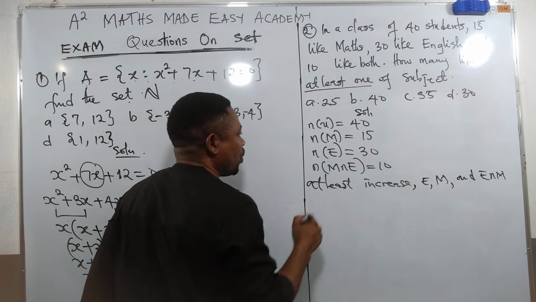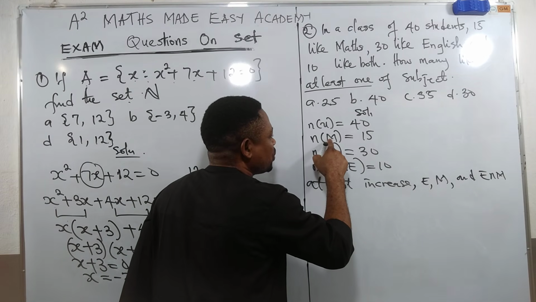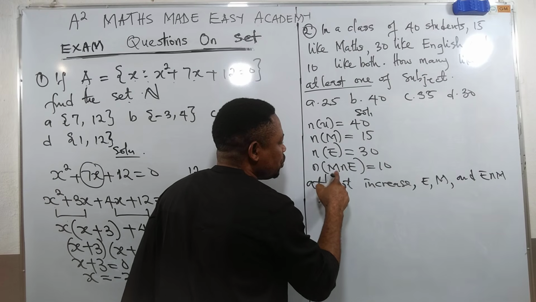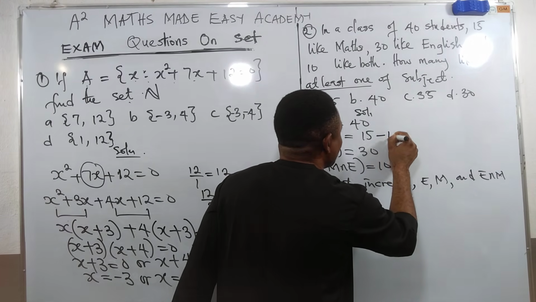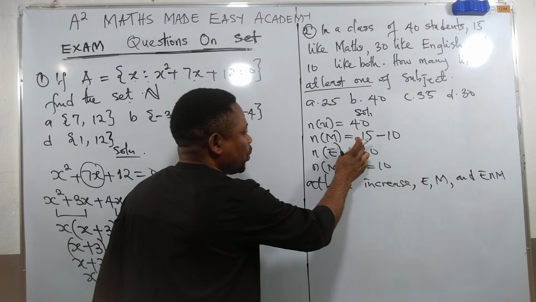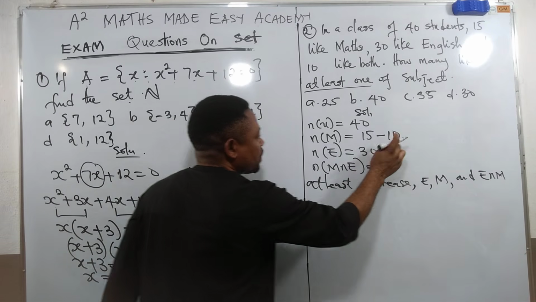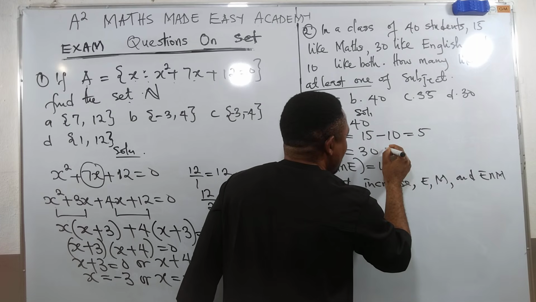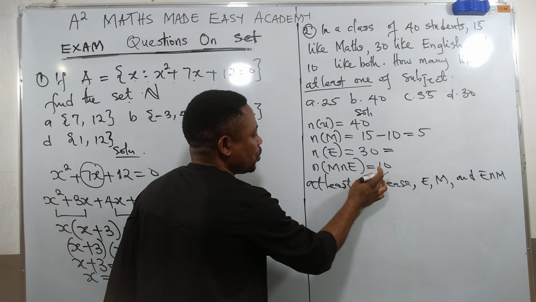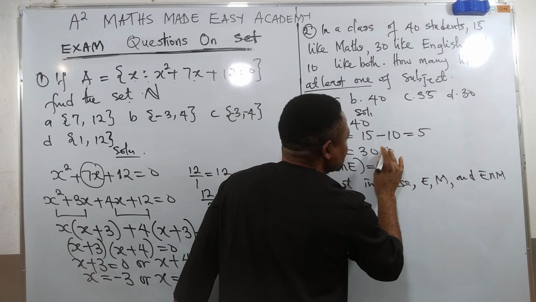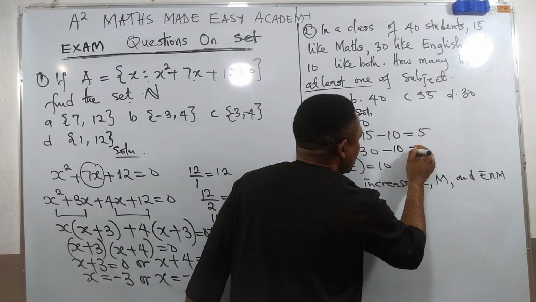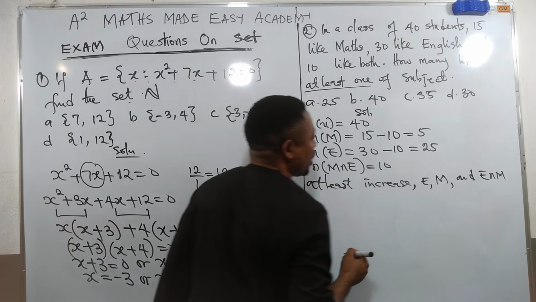I know what we are looking for. For me to observe those people that like maths only, I will use the value of the intersection, which is 10, to minus the maths. So which means it will produce 15 minus what? 10. It will now give us what? 5. I will now go to English and also use the same value of the intersection to get the accurate value. I will now say again minus what? 10, which will give me what? 25. Are you with me now?